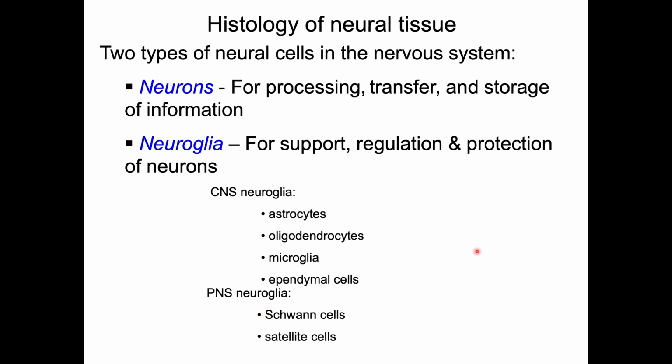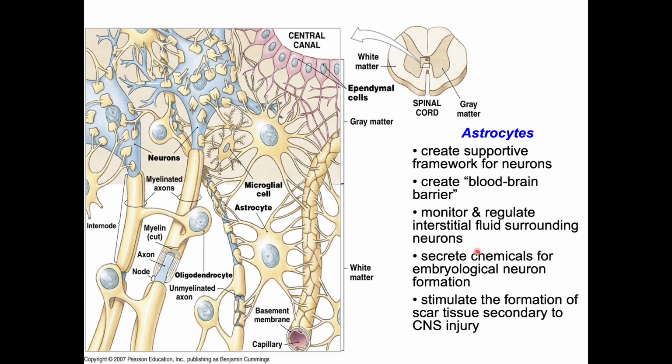We're going to start with the ones in the CNS and move on to the ones in the PNS. In the CNS, you have those 4 neuroglia, those helper cells, and you'll see all of them in this illustration, and we'll go through them one by one. The first one I want to cover are astrocytes. Aster means star in Latin. Astrocytes are cells that look like stars.